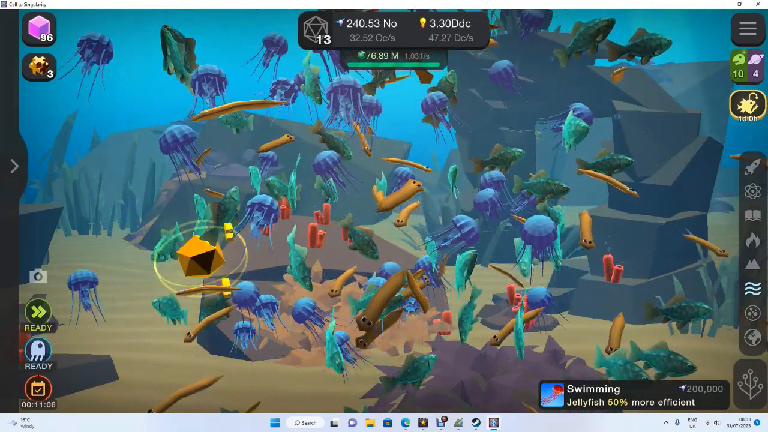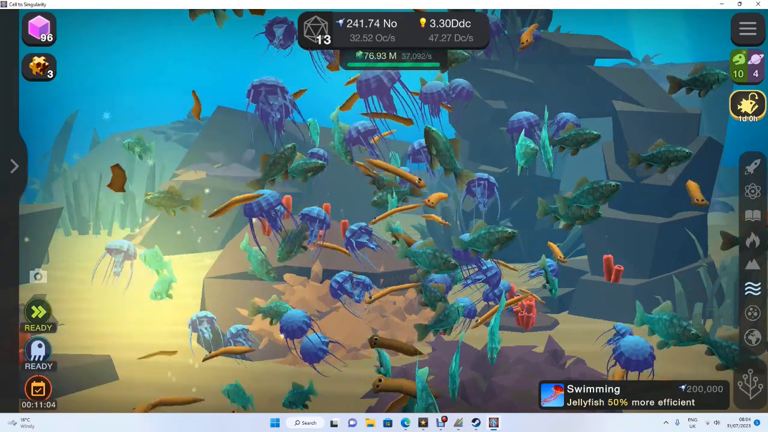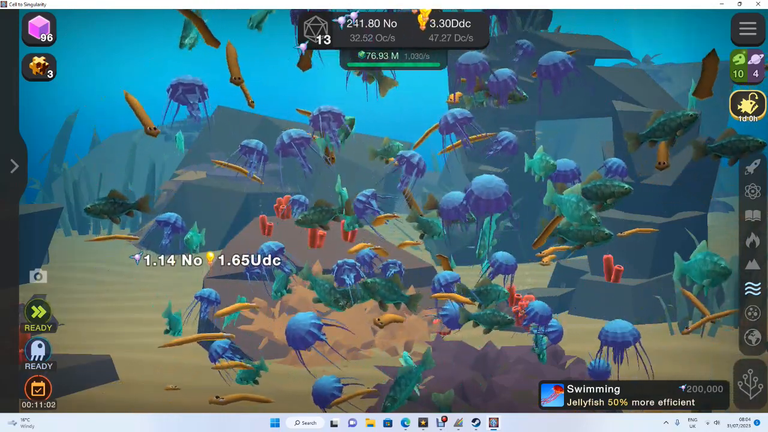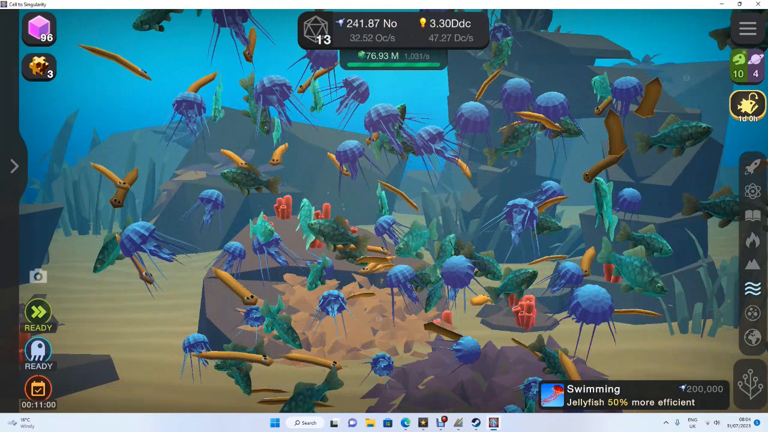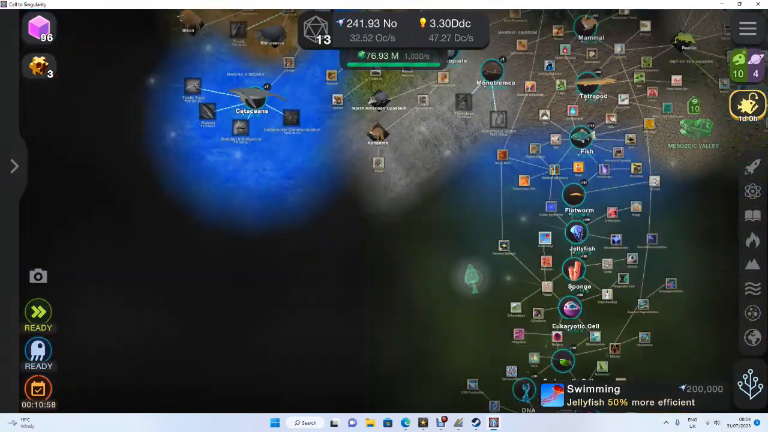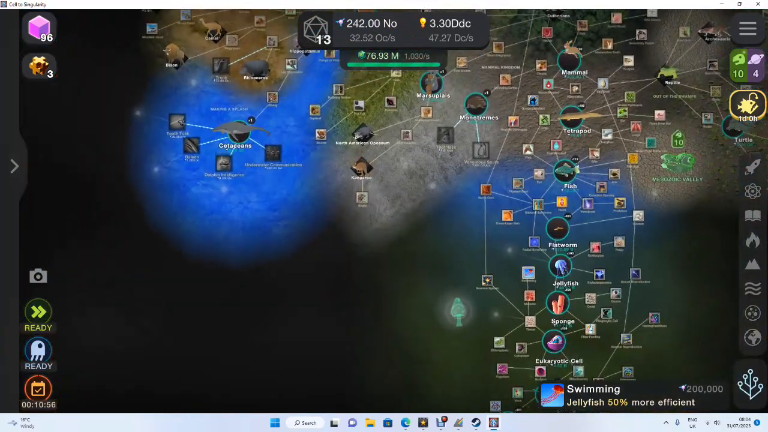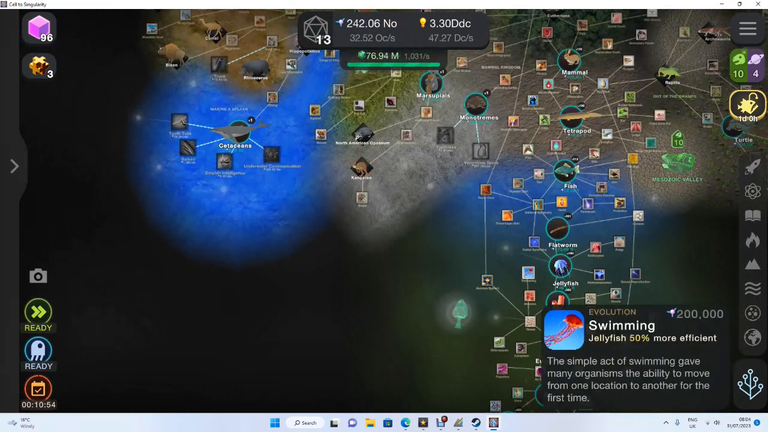Are none of these already swimming? Well, no, I guess they're just donking around the screen. Yeah, let's look into swimming. Well, no, I already have it. Then what are they doing? The simple act of swimming gave many organisms the ability to move from one location to another for the first time.